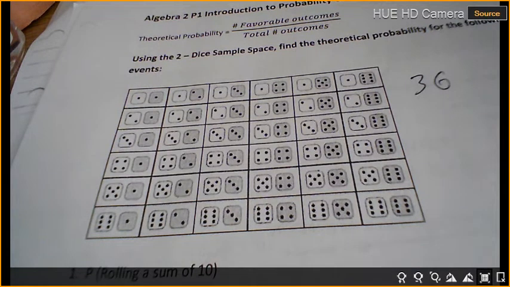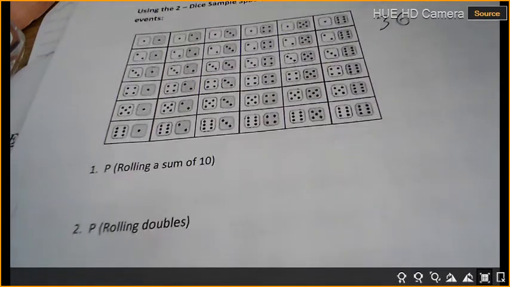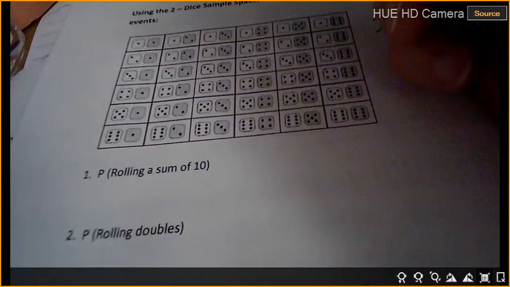Okay. We're going to talk about the different possibilities to roll these dice. Okay. So we want to talk about the probability of rolling a sum of 10. So I'm going to use different colors to do this, but we're going to go through and I'm going to mark all the ones when you add them together gives you 10.